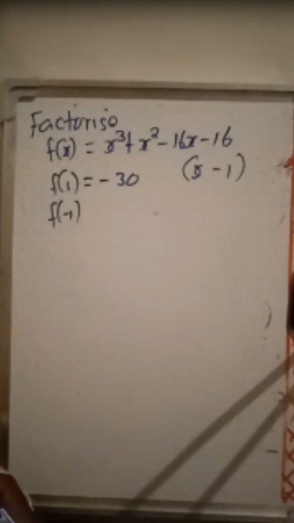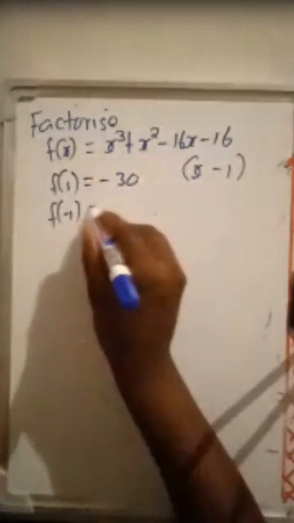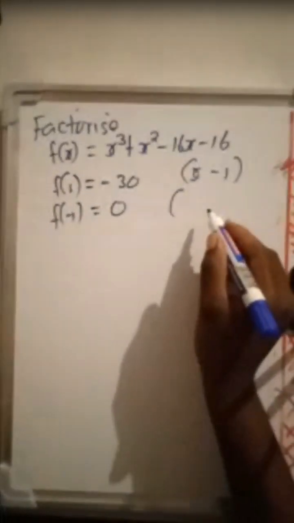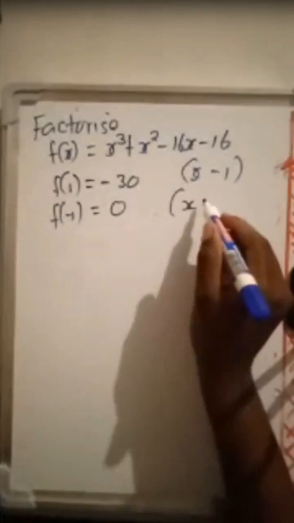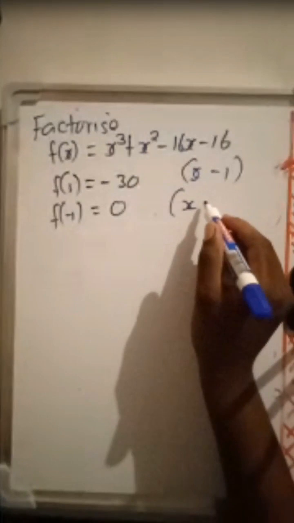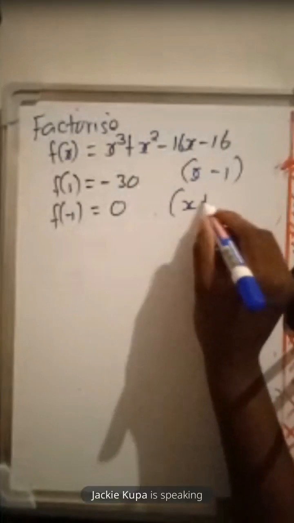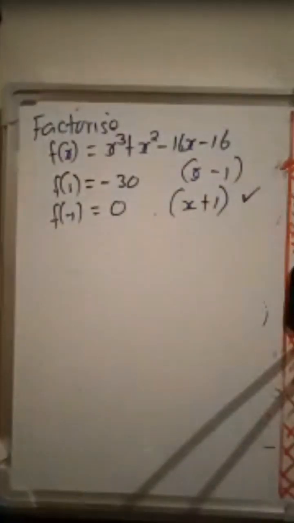Negative. Okay? Then we get that f of negative 1 gives us 0. So what is the factor? If it was negative, it's going to be plus 1. So it means x plus 1 is a factor.